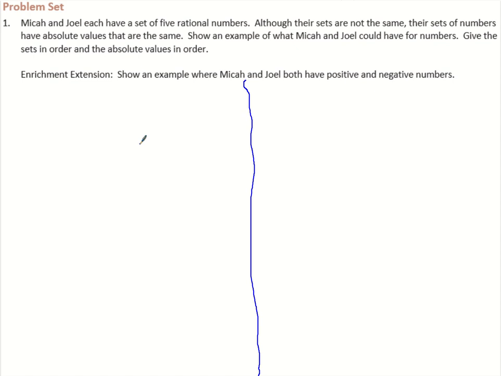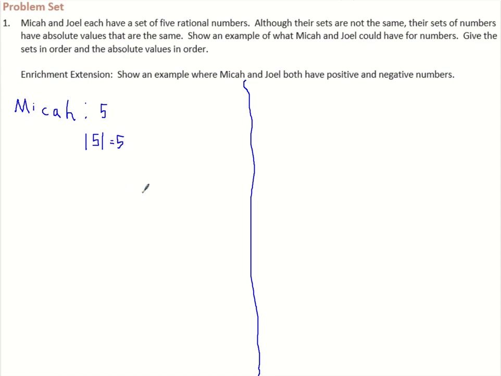If their sets are not the same, and they have nothing in common between those sets, that means that everything that's in Mika's set, Joel can't have any of those same numbers. And yet, the absolute values are the same. Well, let's say if I wanted to put the number 5 in Mika's set, that means I need to worry about the absolute value of 5. And the absolute value of 5 is going to be 5.